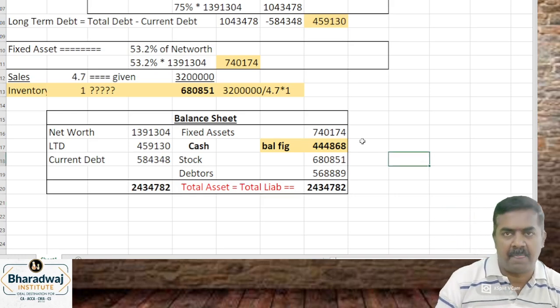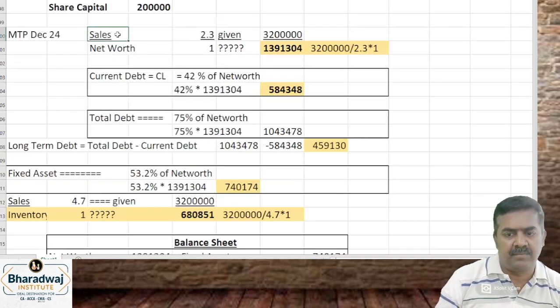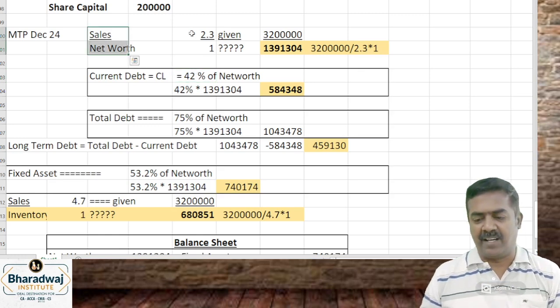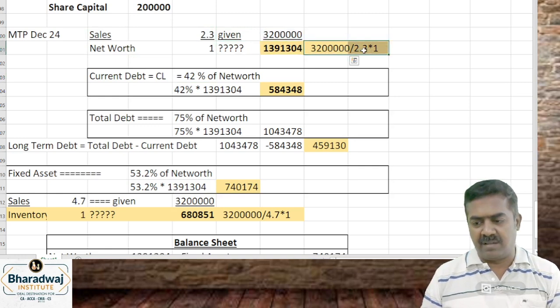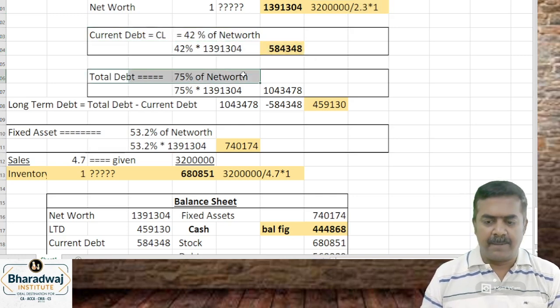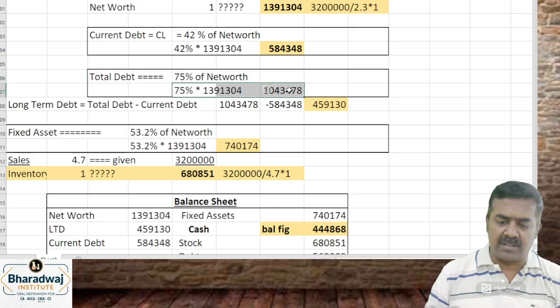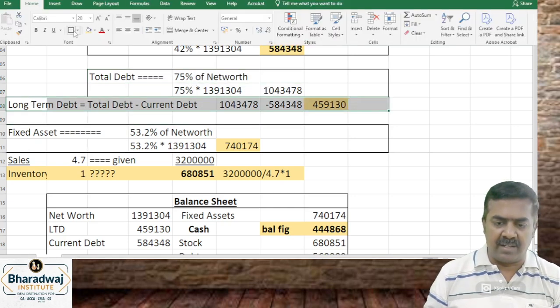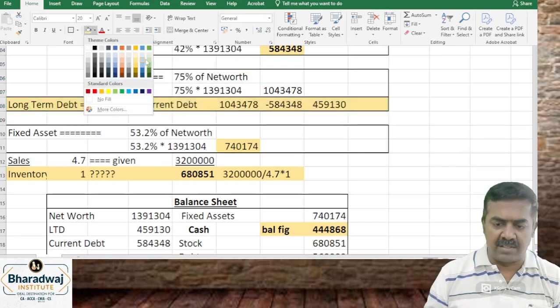Yes, that is what we are doing. Okay. So sales by net worth is 2.3 is to 1. Sales is given. Based on that, we worked out net worth. Current liability is given as 42% of net worth. Net worth into 42%. Total debt is 75% of net worth. Long term debt is nothing but the difference between total debt and which debt? Current debt will give us long term debt.